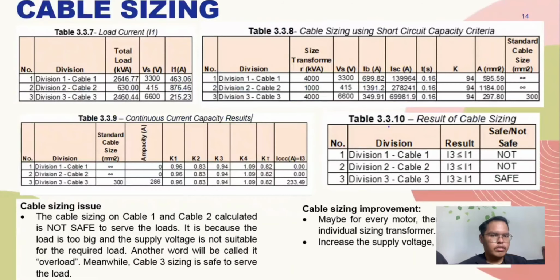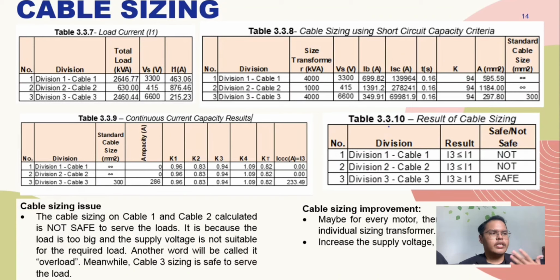After that, we go for the cable sizing. For the sizing, we must analyze the load connected current. After that, we must analyze the short circuit capacity criteria, and then we must know the ICCC, which is the continuous current capacity result. After we analyze the ICCC, we get infinity for division 1 and infinity for division 2, and for division 3 we use the standard cable size, which is 300 mm square with ampacity 286 ampere, and we get ICCC of 3.49.